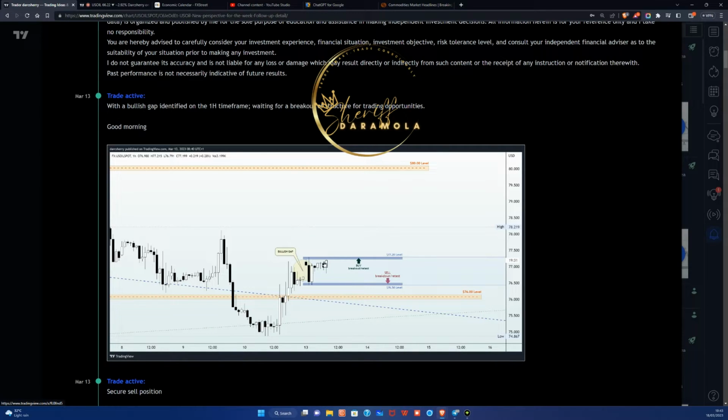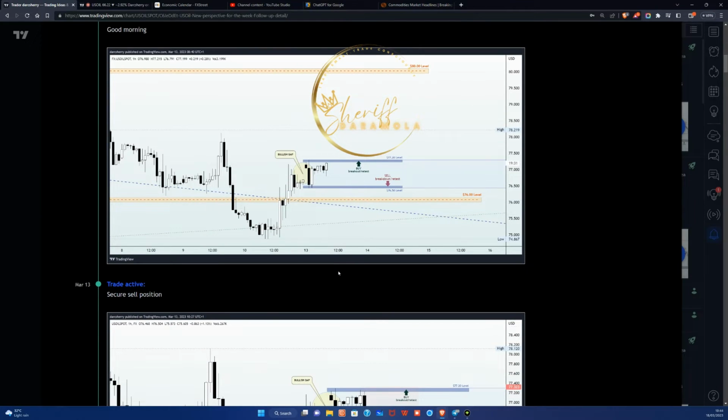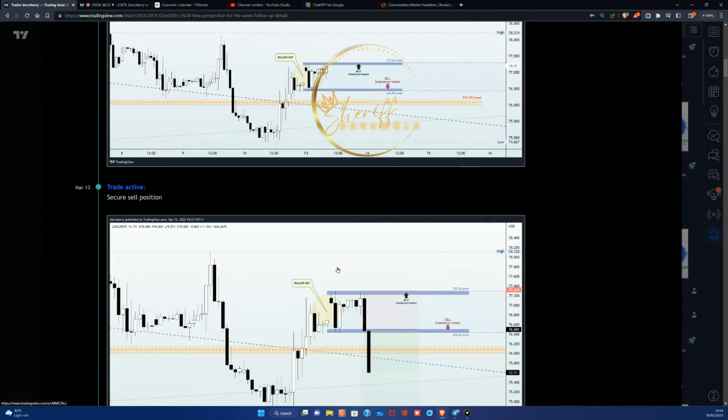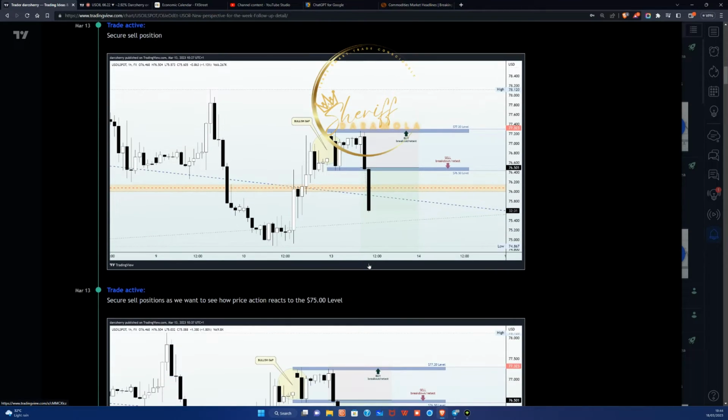So with a buy stop order sitting above the resistance line here and a sell stop order sitting below the $76.50 level, we were waiting for a trigger of either of these positions to give us a clue into where price action will be going for the week. And what we saw here was a breakdown of the $76.50 level, triggering our sell position at this point, and it was at this point that the sell momentum for the week began.